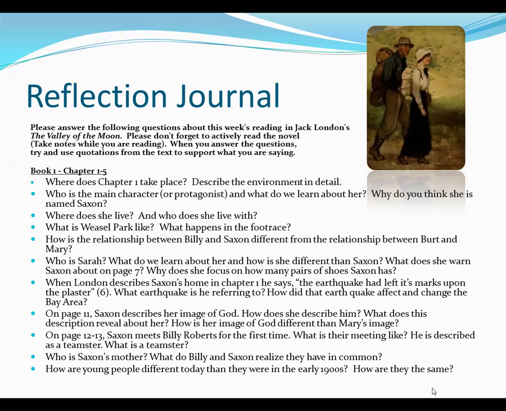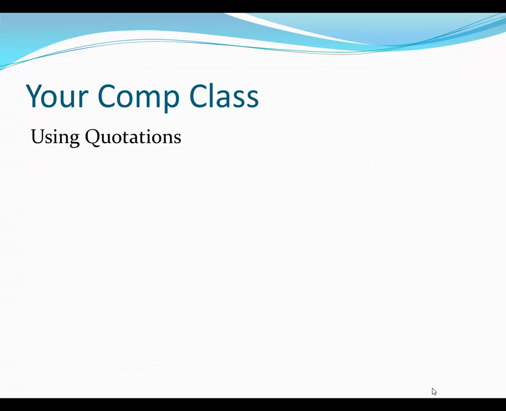On pages 12 through 13, Saxon meets Billy Roberts for the first time. What is their meeting like? He is described as a teamster. What's a teamster? And who's Saxon's mother? What do Billy and Saxon realize they have in common? Finally, how are young people different today than they were in the early 1900s, and how are they the same? Finally, for your comp class, you're going to be doing a unit on using quotations.